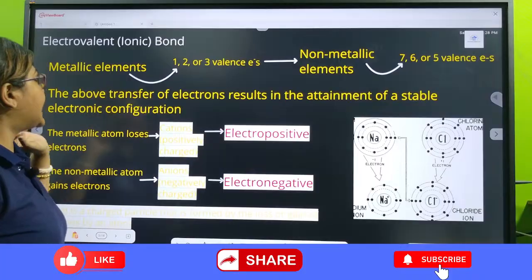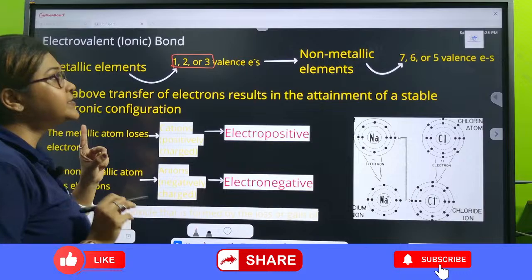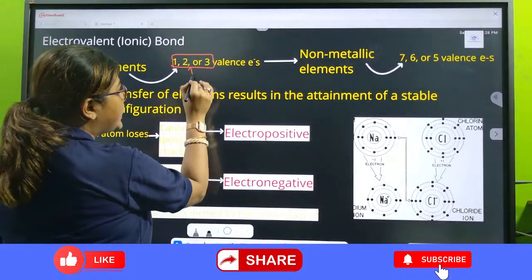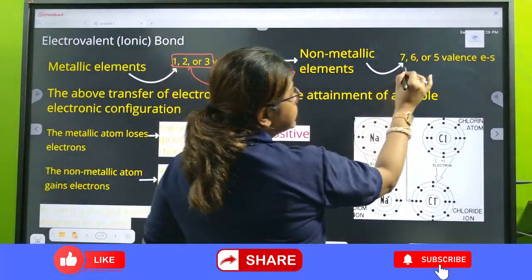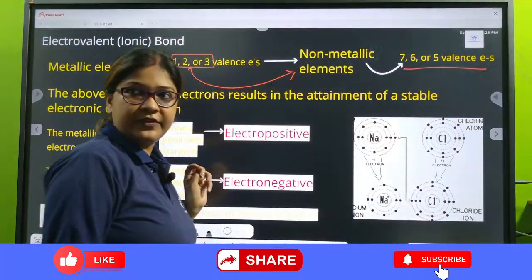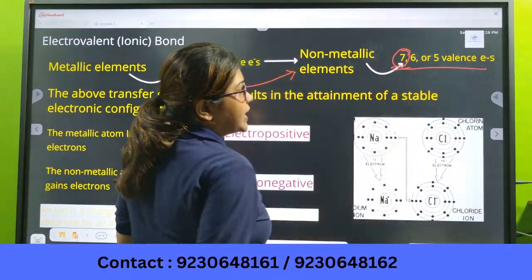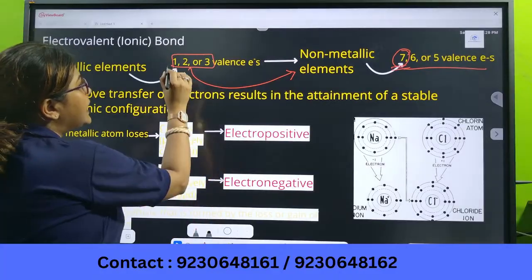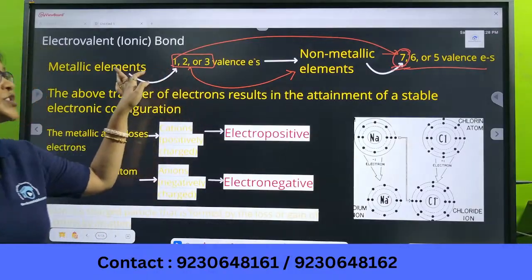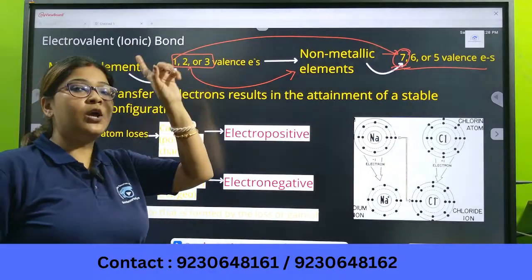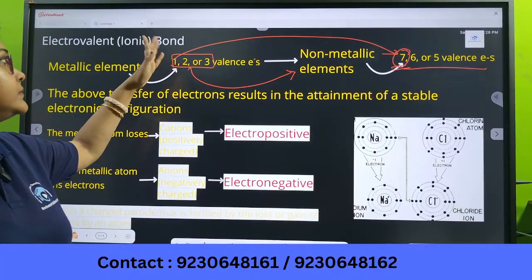So these metallic elements, what is happening? Because they have 1, 2 or 3 electrons, they have a tendency to donate these electrons to the non-metals which have 7, 6 or 5. So in the electronic configuration where the outermost shell has 7 electrons, they will accept 1 electron from the metal which has only 1 electron in its outermost shell.